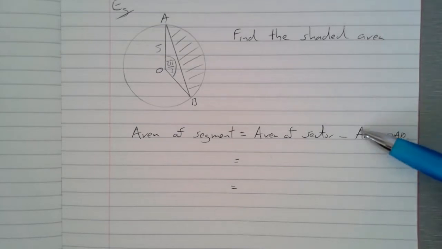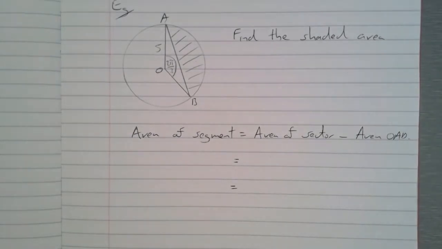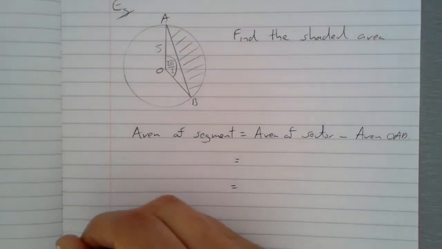If you can't remember how to do this, have a quick think about your GCSE knowledge, thinking about finding the area of a triangle where you don't have the perpendicular height. Pause the video, have a go at that, and see if you can get to the end. You should get 15.4 centimetres squared.